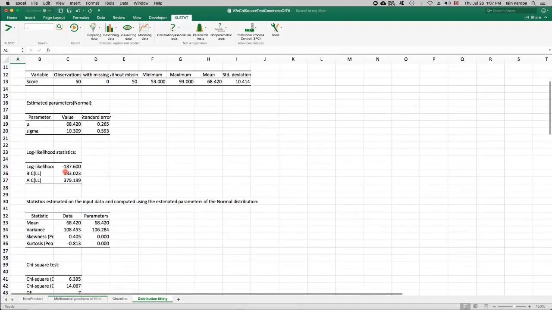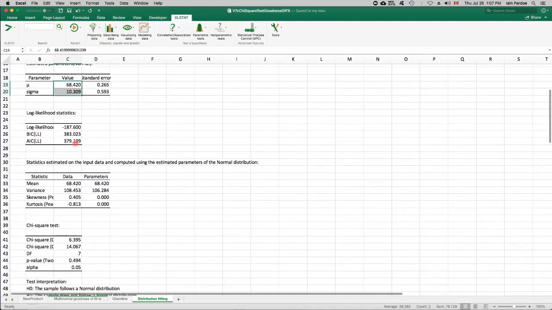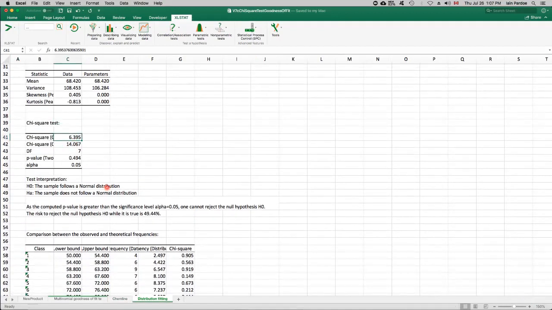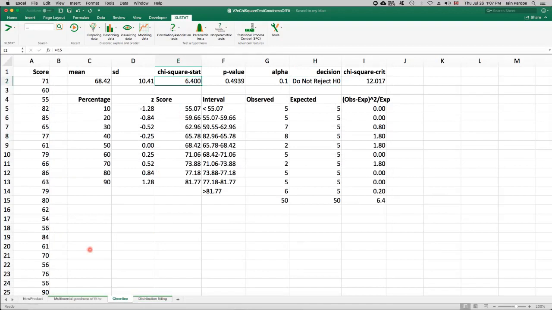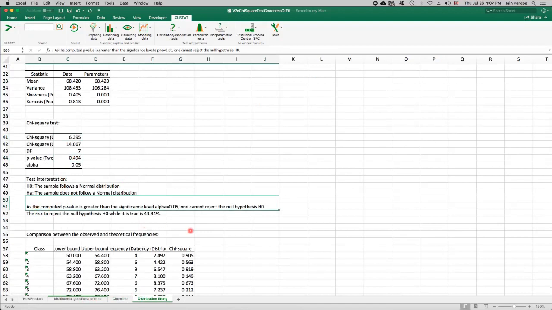So here's the sample mean and standard deviation. That's what we calculated. Here's the details of the chi-squared test. They got a chi-squared test statistic of 6.395. It's actually very close to what we got. And the p-value 0.494, again, very close to what we got. So as the computed p-value is greater than the significance level, we cannot reject the null hypothesis. And the null hypothesis is that the sample follows a normal distribution.